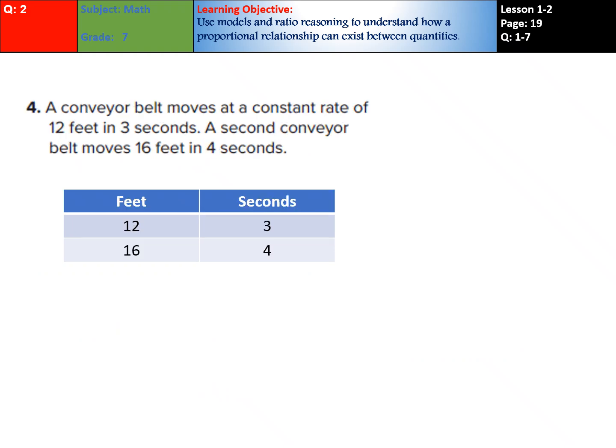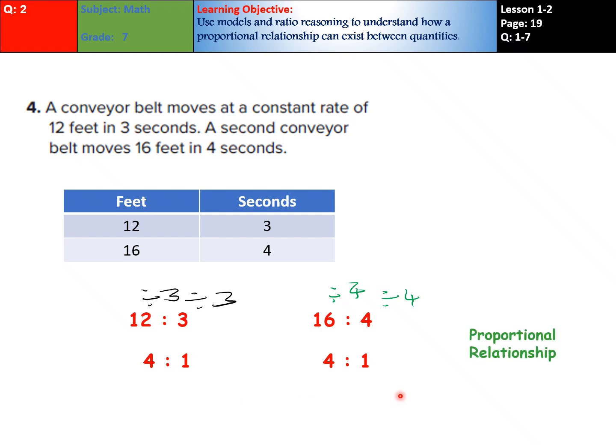A belt moves at a constant rate of 12 feet in 3 seconds. A second conveyor belt moves 16 feet in 4 seconds. We have two ratios. Again, we will write both of them in the simplest form. We can see that both are divisible by 3. It will give us 4:1. Here we see that both of them are divisible by 4, so it will give you 4:1. Both of them are same, so this is called a proportional relationship.